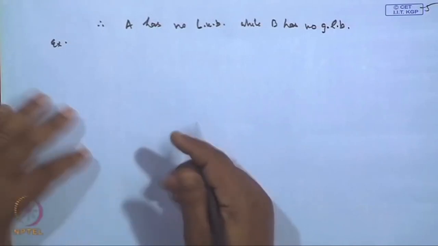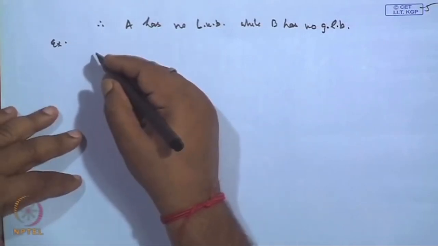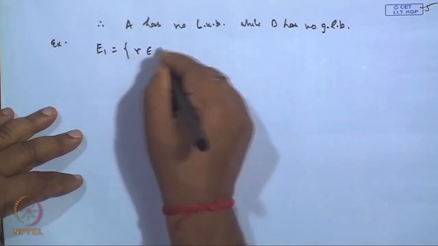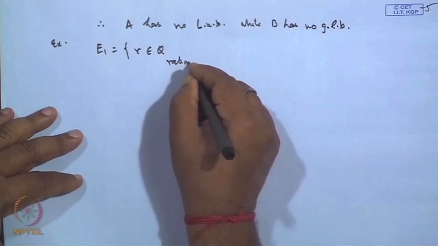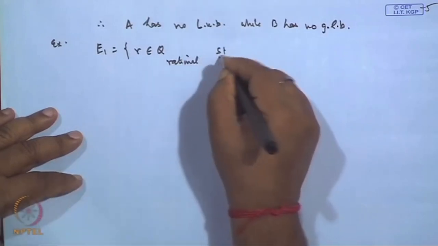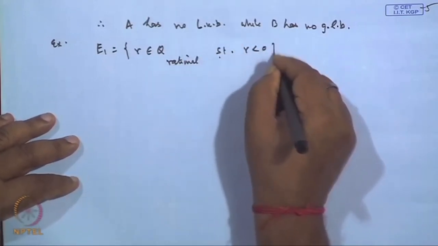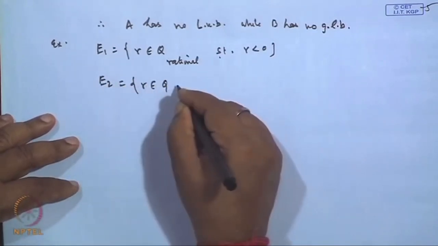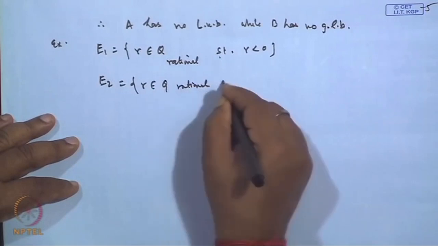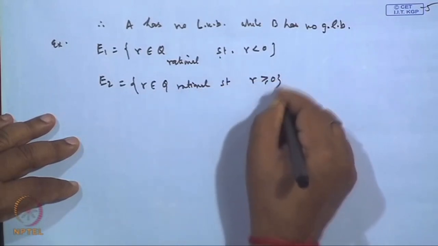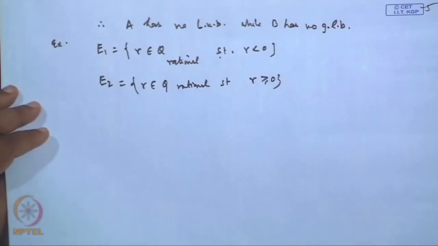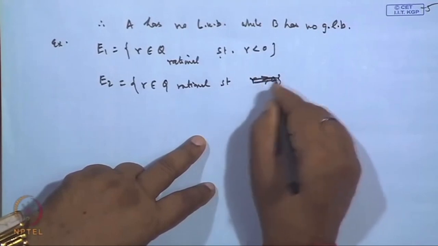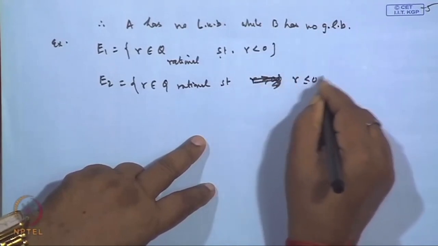Okay. Let's take another example. Suppose I take the set of rational numbers. Let E1 be the set of all rational numbers R belonging to Q such that R is strictly less than 0, and E2 be the set of all rational numbers such that R is less than or equal to 0.